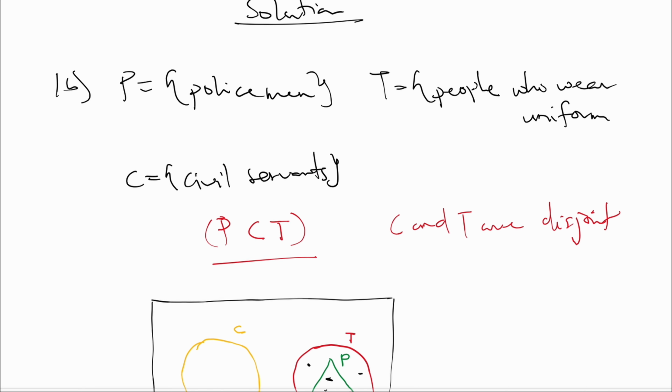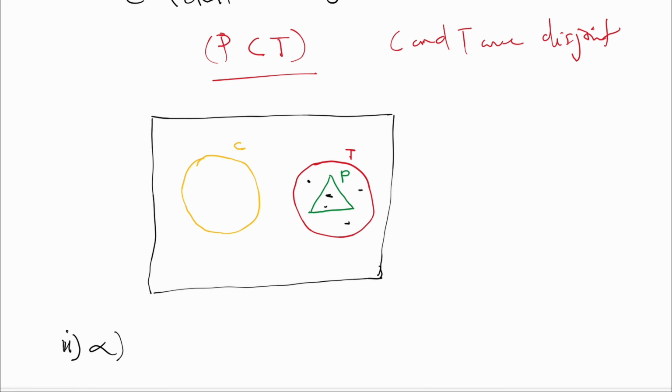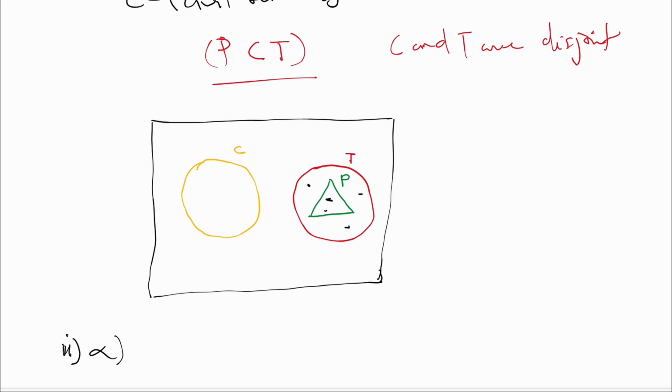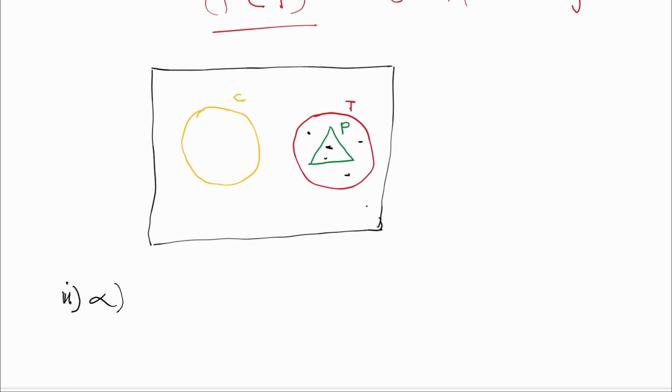From our question, we are not told that everyone who wears a uniform is a policeman. We only know that everyone who is a policeman wears uniform. So we haven't been given complete information to justify if Edu is a policeman or not. So in that case, our statement becomes invalid.